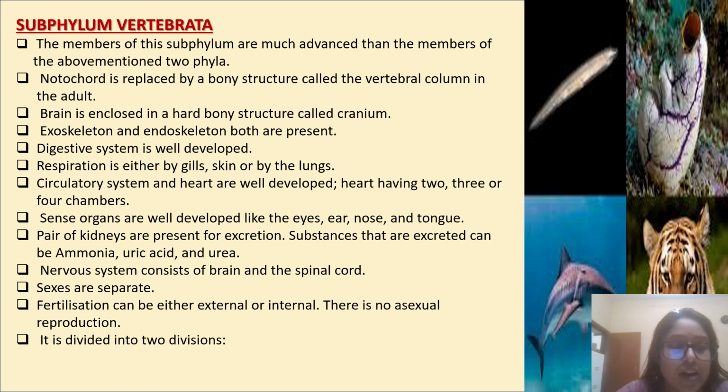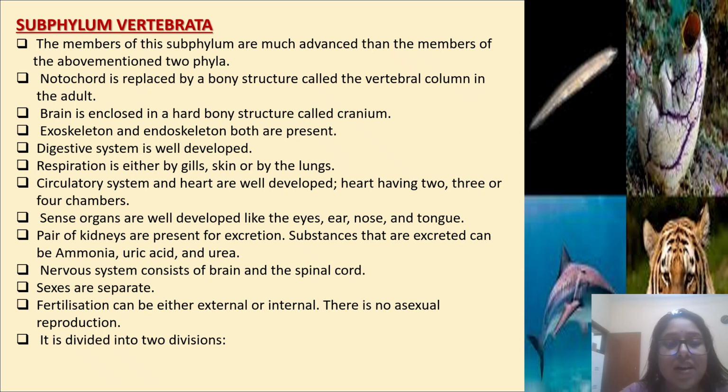Next, subphylum Vertebrata. The members of this subphylum are much more advanced than the members of the above mentioned two subphyla. Notochord is replaced by a bony structure called the vertebral column in the adult. Brain is enclosed in a hard bony structure called the cranium. Exoskeleton and endoskeleton both are present. Digestive system is well developed. Respiration is either by gills, skin or by the lungs.